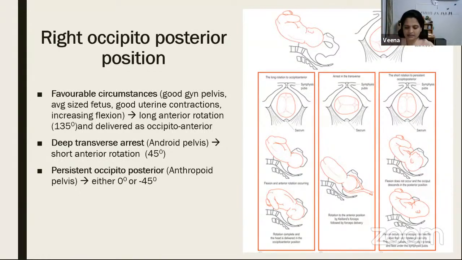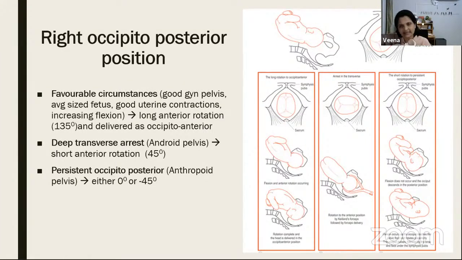Okay, let me hold this. Yeah, this is the pelvis. This is how we hold the ROP. Without knowing the hold, it is very difficult. This is how we hold the ROP. And then after that, again the same thing.